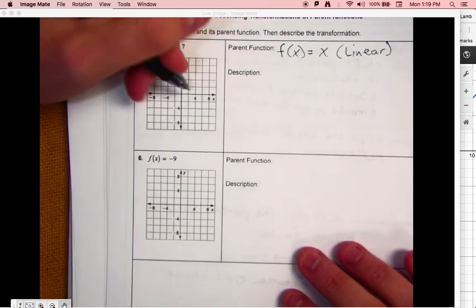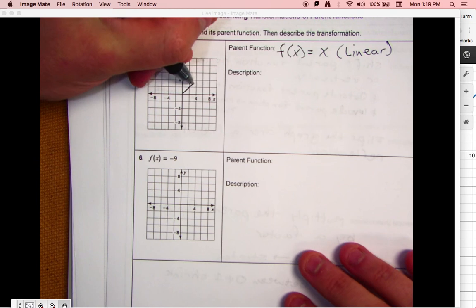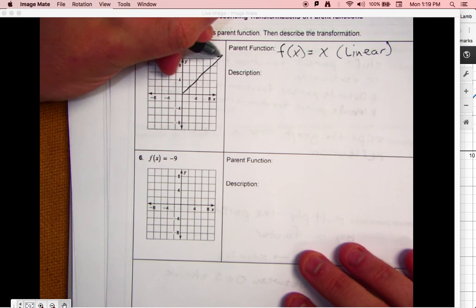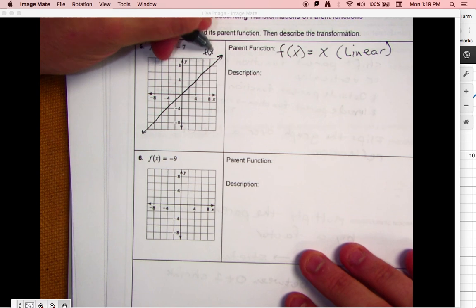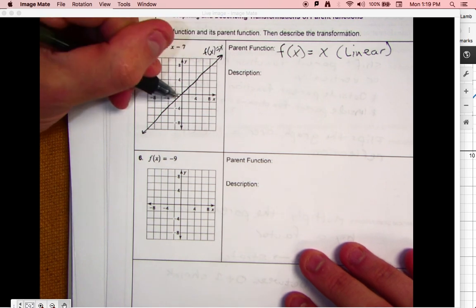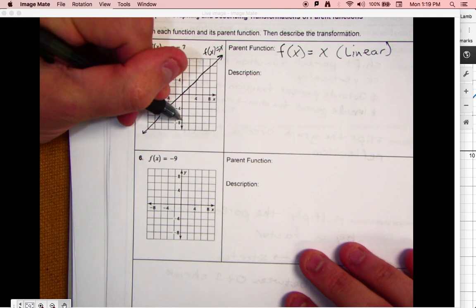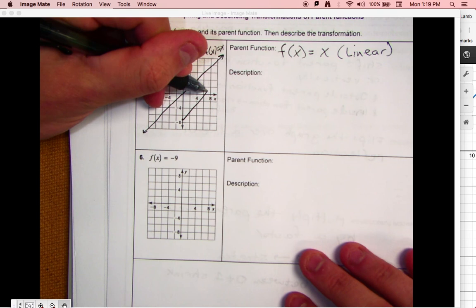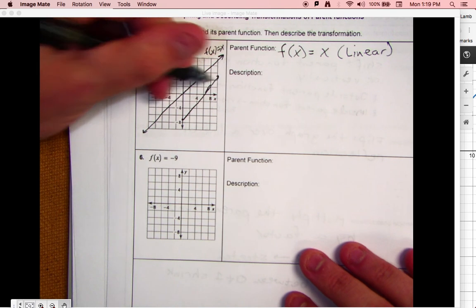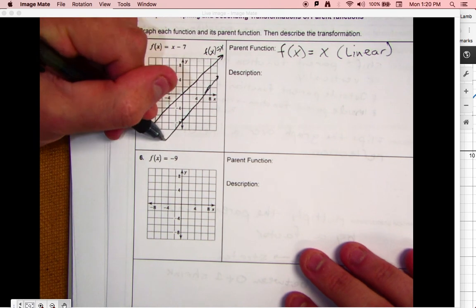So we got our first one that goes at a 45-degree angle. That's f of x equals x. And then we go down 2, 4, 6. That's going to be fun to draw. Not perfect, but you get the idea.